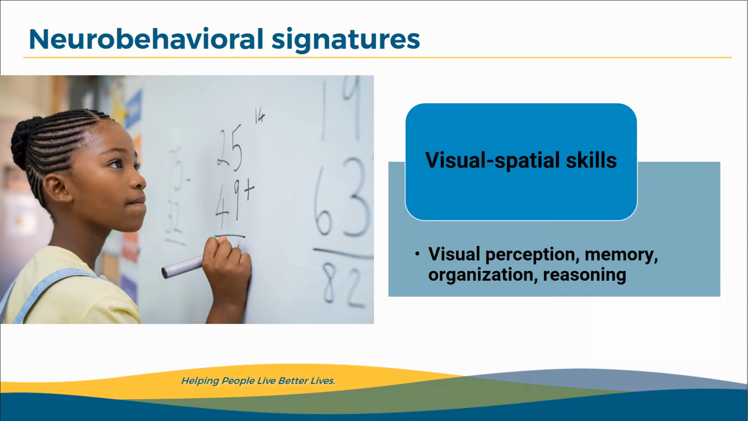Let's consider some other effects. Visual spatial skills involve visual perception, memory, organization, and reasoning. Tests of these abilities often involve fine motor skills. Changes in visual spatial skills are consistently associated with early lead exposure. Deficits can affect performance in reading and mathematics.